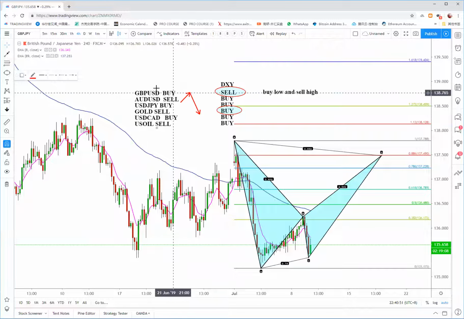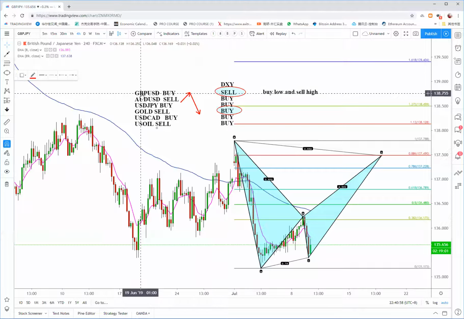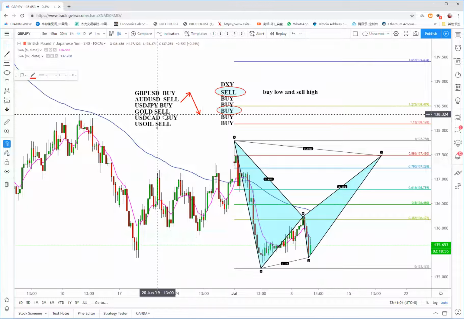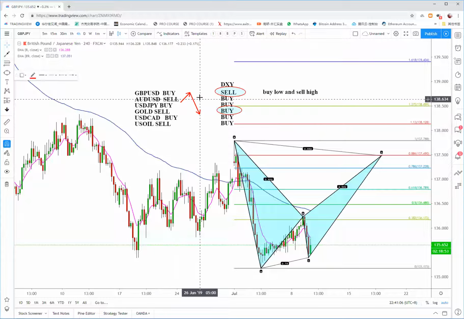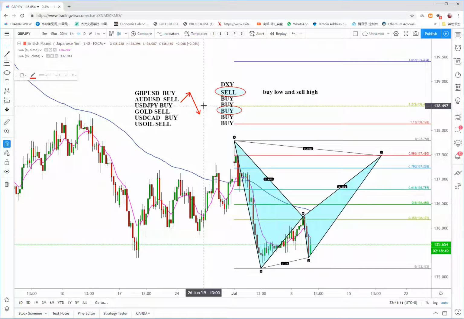You cannot have all of them wrong, because we are not buying the dollar all the time. We are selling the dollar because of sterling, which we are buying. All these sell high, dollar yen buy the low, gold sell now, dollar CAD buy the pullback, oil sell high. I'm asking you guys to sell high, not sell now.